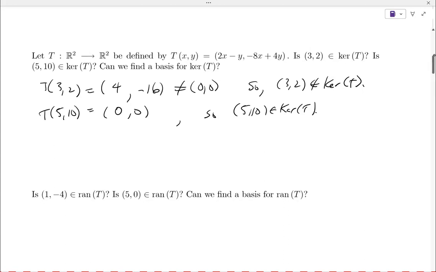So checking whether or not something is in the kernel is pretty straightforward. You literally plug it into the transformation and see if you get 0, whatever the 0 vector happens to be in that space.